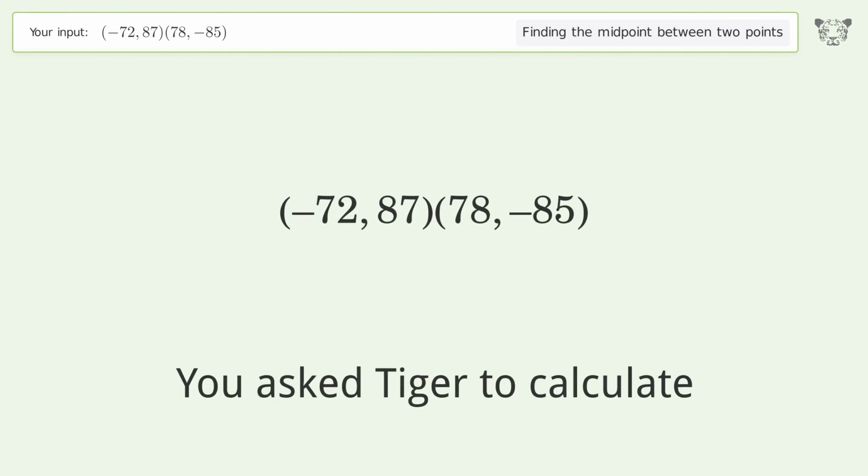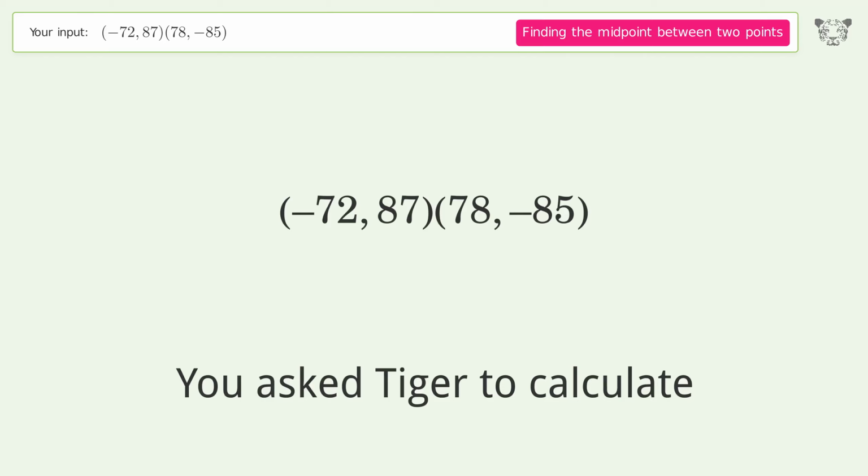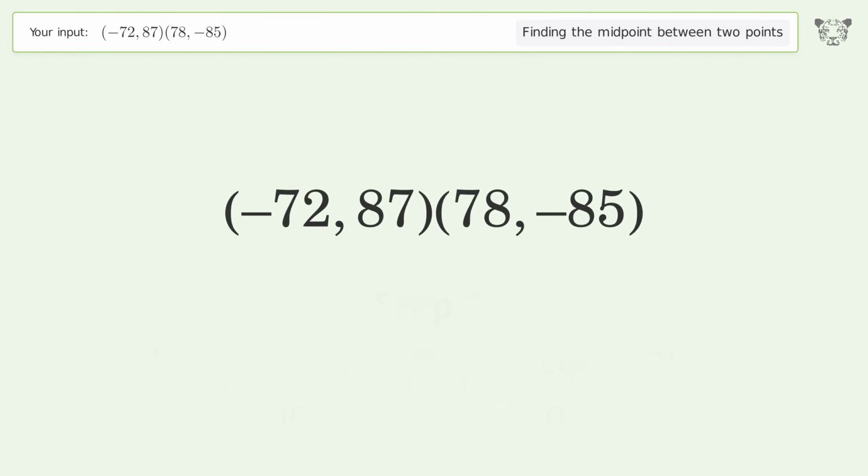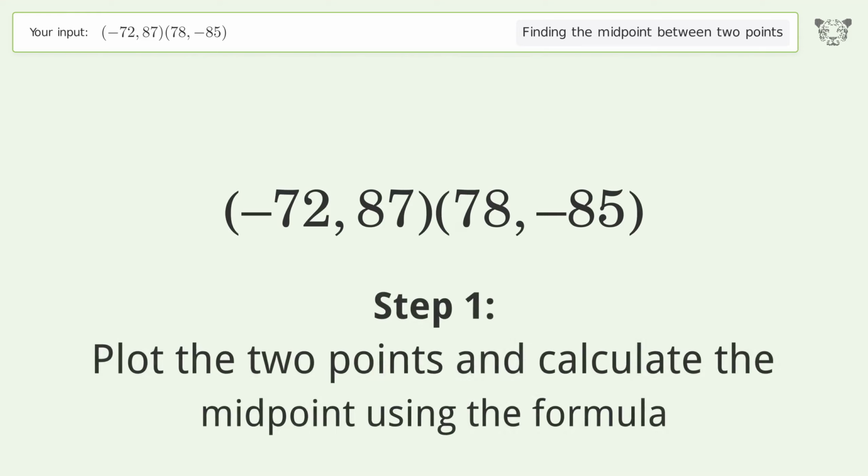You ask Tiger to calculate. This deals with finding the midpoint between 2 points. The midpoint between the 2 points is 3, 1. Let's solve it step by step. Plot the 2 points and calculate the midpoint using the formula.